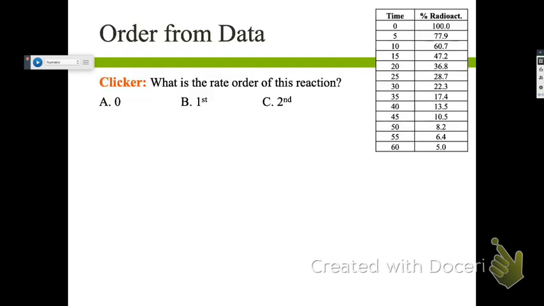So let's go ahead and start with looking at this data here. Do you think that this is 0, first, or second order? You can zoom in on your phones. It is also at the bottom of your page. This is question number 4.